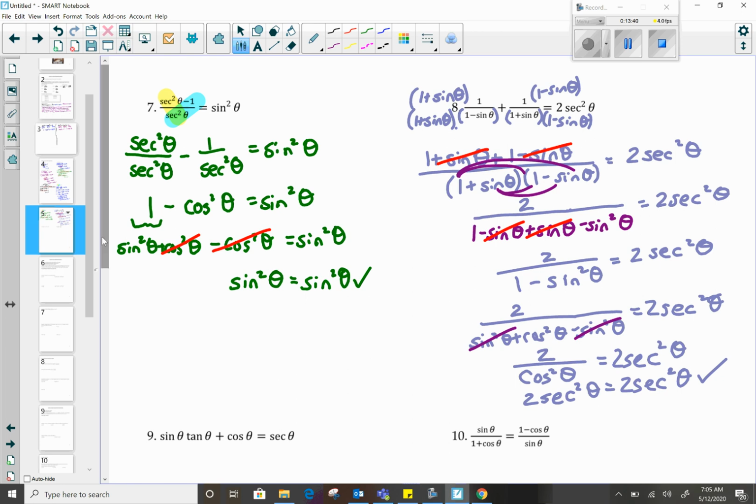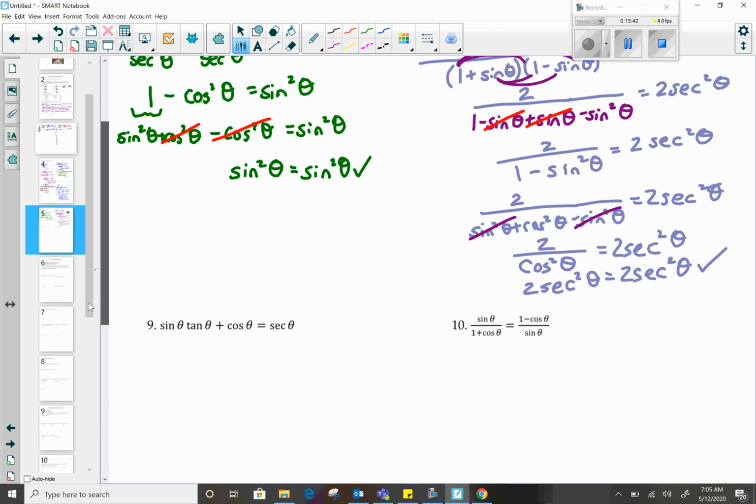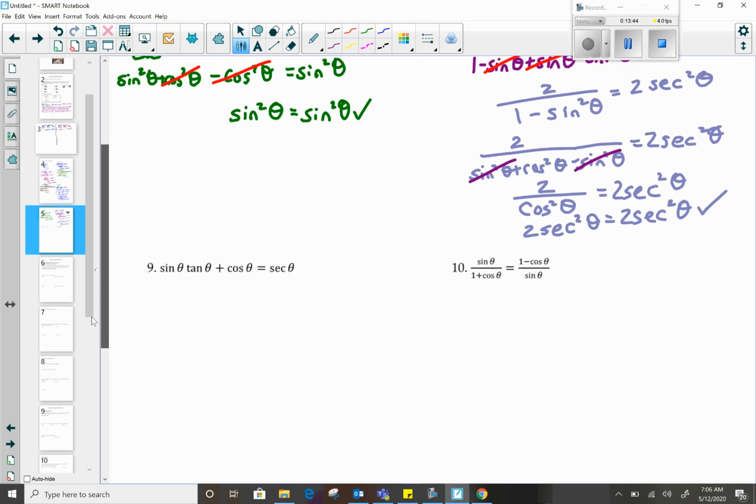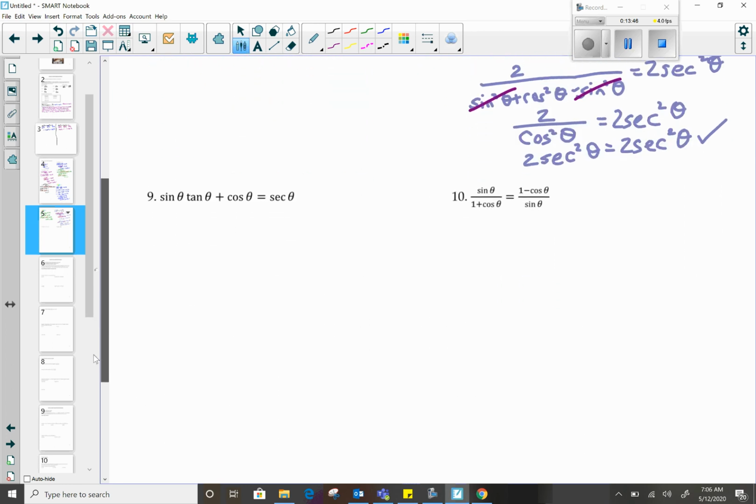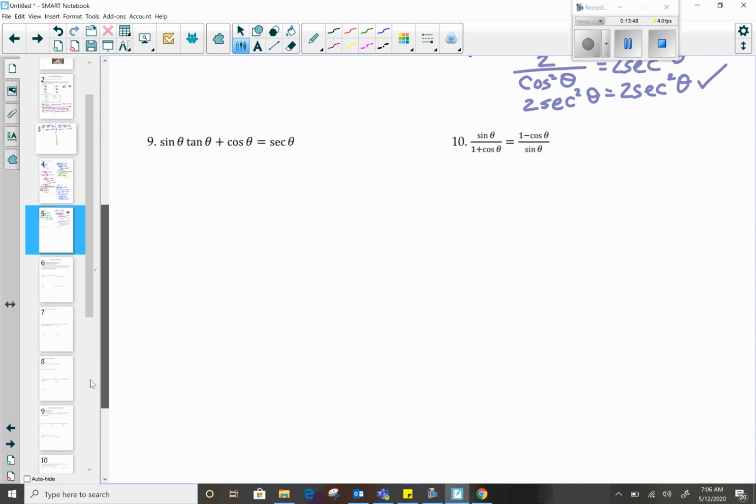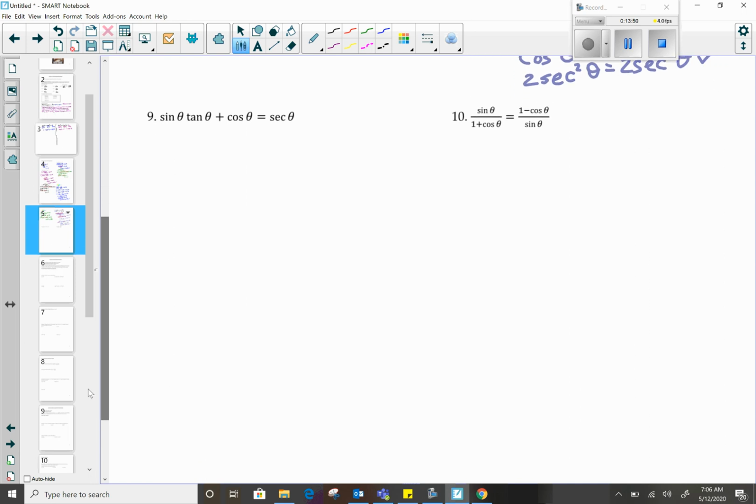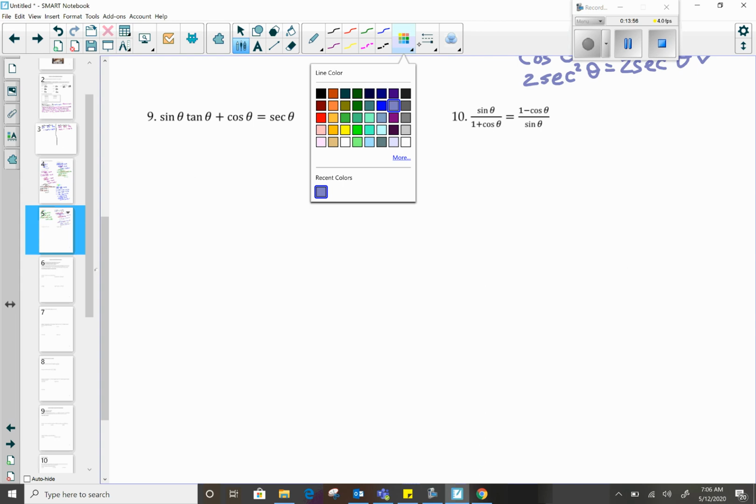Okay. Cool. Long problems, I totally understand, but we're getting through them one by one. Okay, only 2 more. So, this next one, do it in this color, that looks kind of cool.